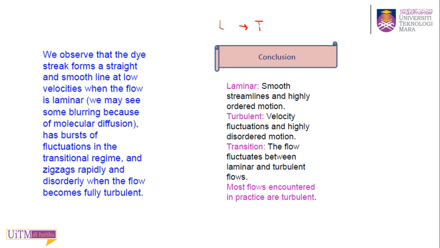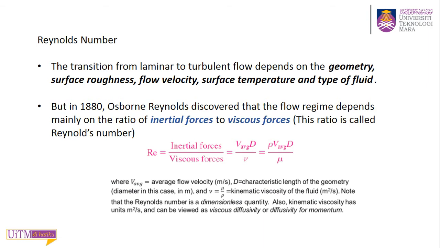And actually, we can calculate the number we call the Reynolds number, where this number will determine whether the fluid is in laminar condition, transition condition or fully turbulent condition. That's why we learn about the Reynolds number. So this Reynolds number will determine whether the flow is laminar, transition or turbulent.